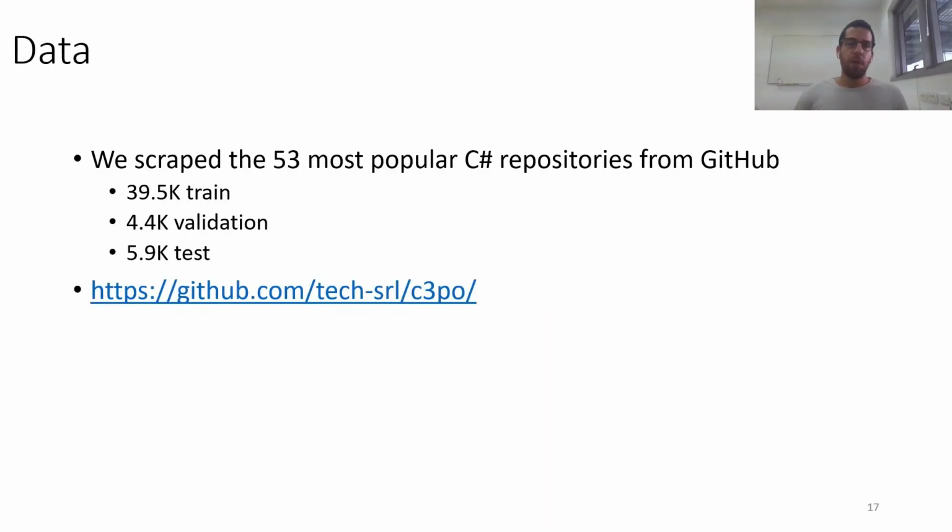To train our neural model, we scraped the whole commit history of the most popular C# repositories from GitHub. From each commit, we extracted edits from C# files alongside their contextual edits. This results in 40,000 training examples, 4,500 validation examples, and 6,000 test samples. Our code, dataset, and trained models are publicly available at GitHub.